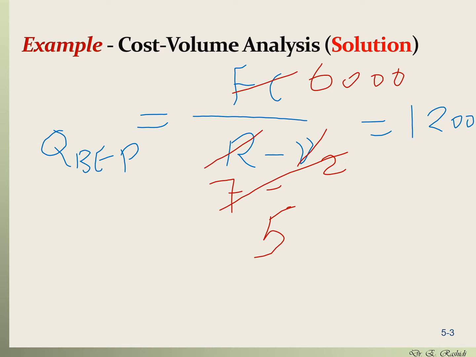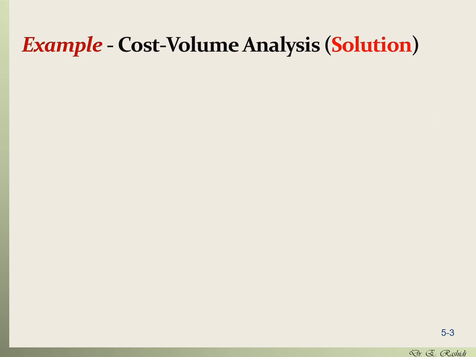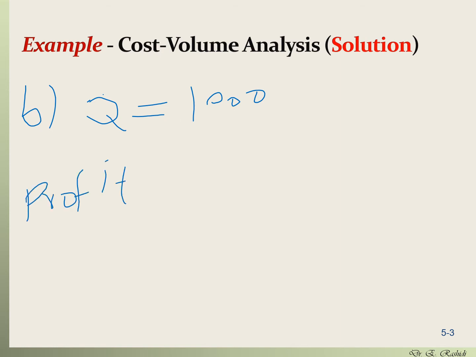All right, the next part. Part B of the question. Part B says, what would be the profit or loss if 1,000 pies are made and sold in a month? So we know the quantity Q is 1,000. So let's see the profit. The formula for profit is total revenue minus total cost. The total revenue is revenue per unit R, which is $7, multiplied by 1,000.